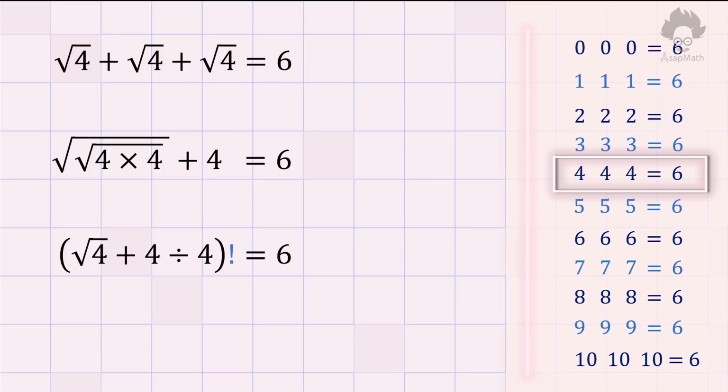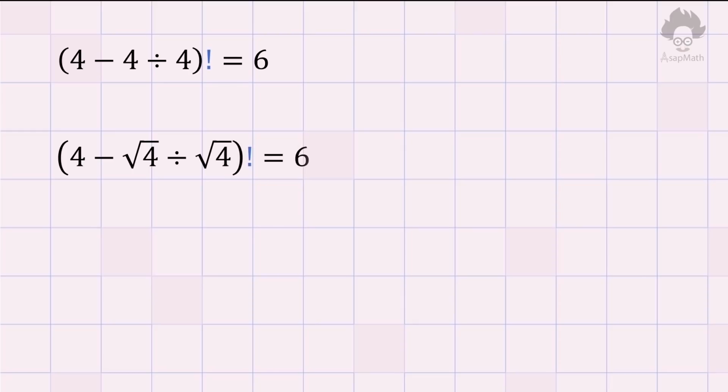Also we can use square root of 4 plus square root 4 over square root 4 and take the factorial of the whole thing. Another method would be 4 minus 4 over 4 and then take the factorial. 4 minus square root 4 over square root 4 and take the factorial of the whole thing. The last method would be 4 plus 4 minus square root 4. We have discussed many methods. Hope you could figure out at least one method.